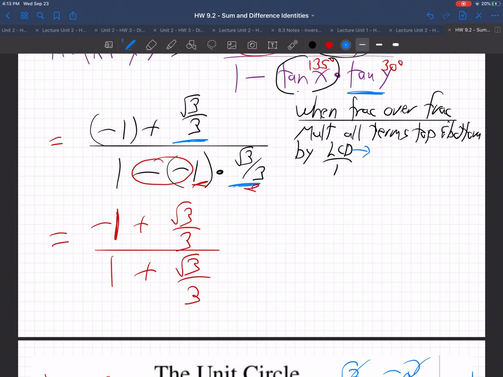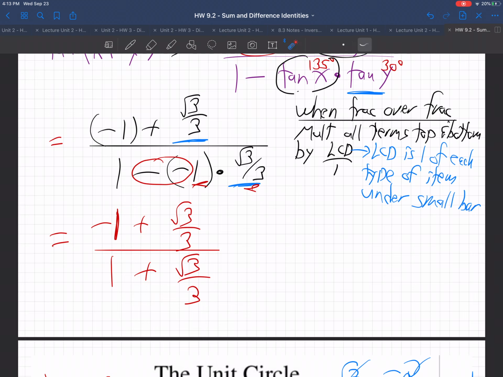And what's the LCD? LCD is 1 of each type of item under a small bar. What do I mean? So here's a small bar and here's a small bar. We're not counting this major big bar. So if you want to know what the LCD is, when you have fractions over fractions, you find the LCD, and the LCD is this guy and this guy. It's actually just one of them. It's just going to be 3, right?